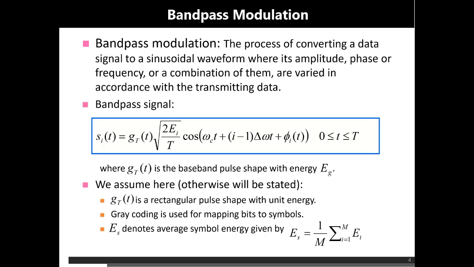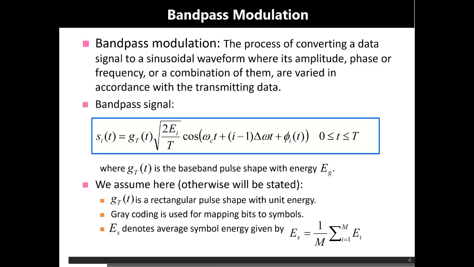Bandpass modulation means the process of converting the baseband digital data into passband digital data, so that the data will be moved to a high frequency carrier. So the information that we want to transmit, instead of directly transmitting it as the baseband signal, we will transmit the information in the form of a carrier whose one or more characteristics will be changing with respect to the information contained in the baseband signal. And those characteristics may include the amplitude of the carrier, phase of the carrier, or frequency of the carrier.